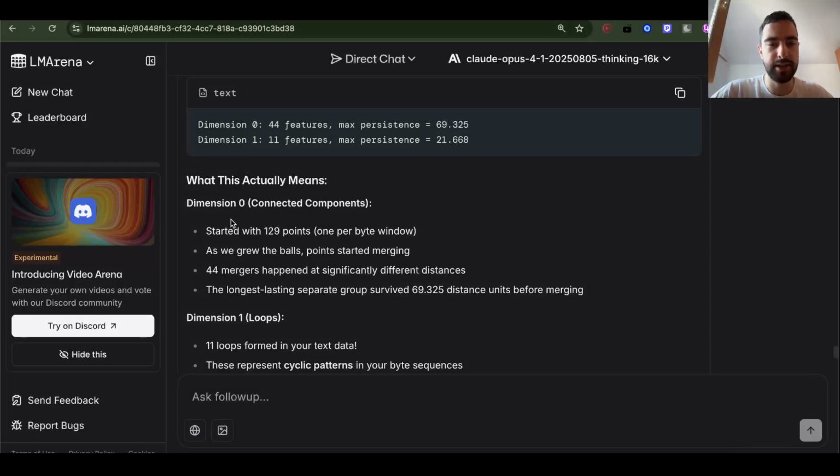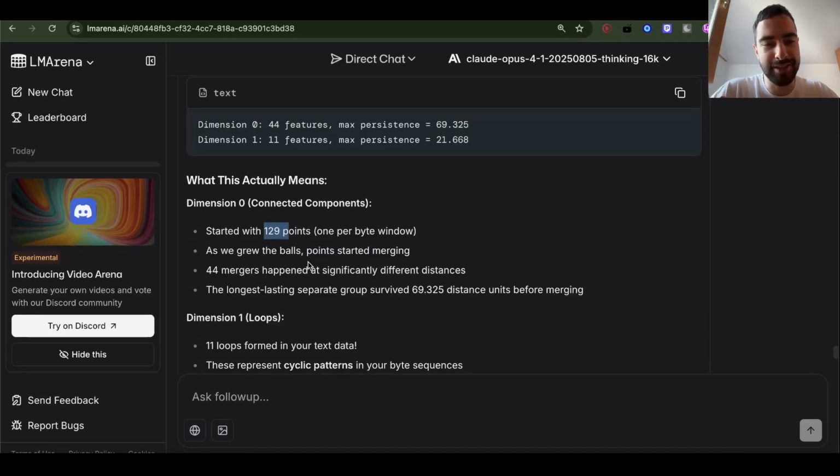Dimension 0 started with 129 points, 1 per byte window. What is a byte window? As we grew the balls, points started merging. Okay, so I guess we got 129 windows.